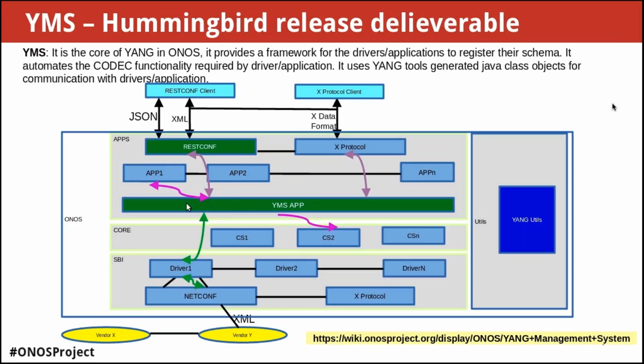In case of NBI, YMS is used as a broker. So any external communication apps can send to YMS, and YMS can use the RESTCONF or any X protocol to communicate with the outside world. Same way the return communication also happens. The details of the same are also available in our ONOS wiki now, which can be referred.